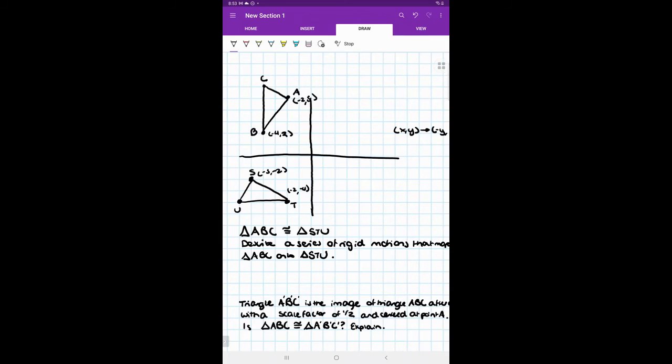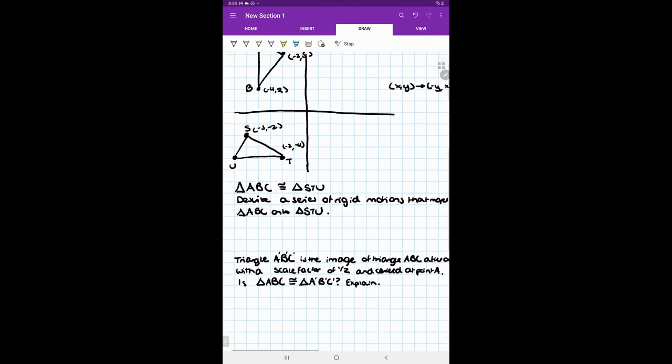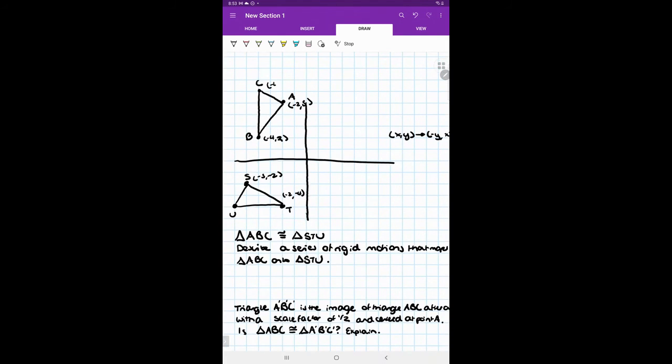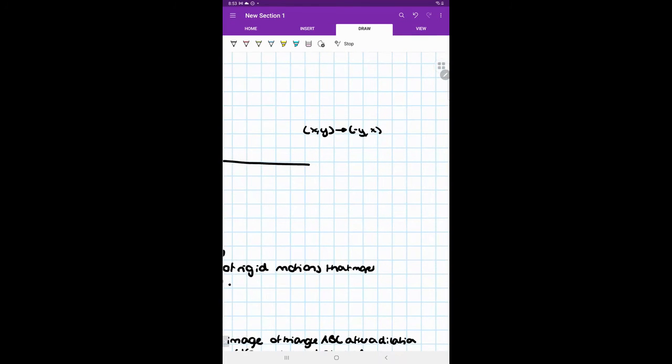So C, the coordinate, is (-4, 6). And the corresponding coordinate in the other triangle is U, and that coordinate is (-6, -4). Yeah, so that seems to be it. Now, what is this (-y, x)? Well, if we remember from before, this is a rotation by 90 degrees.